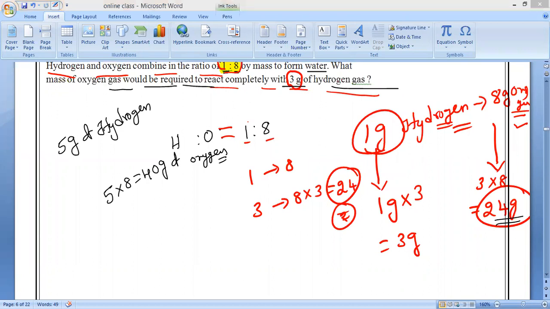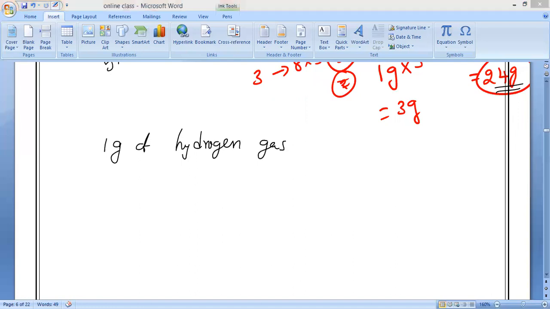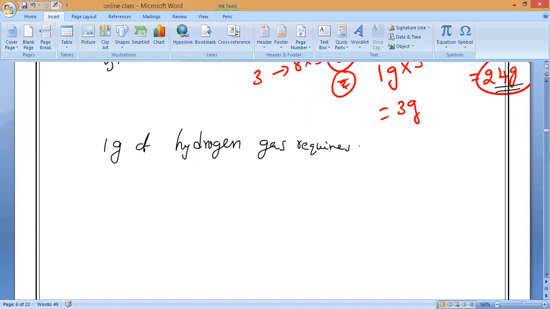So that mass ratio will never change. That is called the law of constant proportion. Now you can write the statement neatly. 1 gram of hydrogen gas requires how many grams of oxygen? 1 gram of hydrogen gas requires 8 grams of oxygen gas.